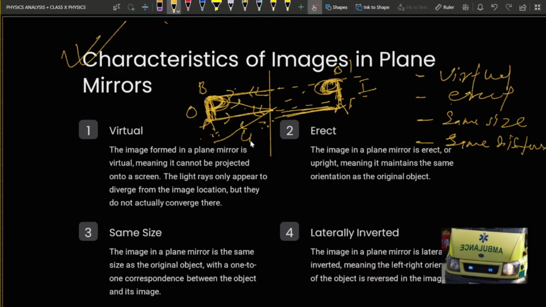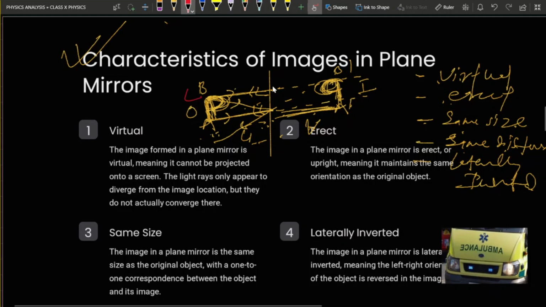So if it is U and this is V, then U is equal to V in case of image formation in a plane mirror. So the first property we are saying here is virtual image, second is erect, third is same size, fourth is same distance, fifth is what we are seeing, laterally inverted. This property of the image formed we call sideways reversal. The left side of the object appears to be on the right side in the image, and the right side of the object appears to be on the left side in the image.